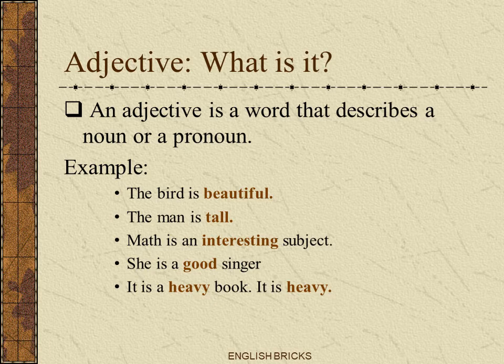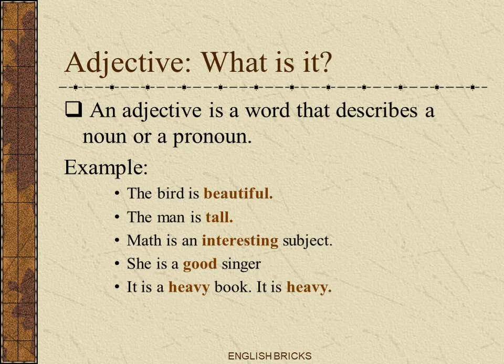Adjective, the third in the list. So what is an adjective? An adjective is a word that describes a noun or a pronoun. It gives more information about a noun or a pronoun. For example, the bird is beautiful. The bird is a noun. How is the bird? How do you describe the bird? The bird is beautiful. The man is tall.